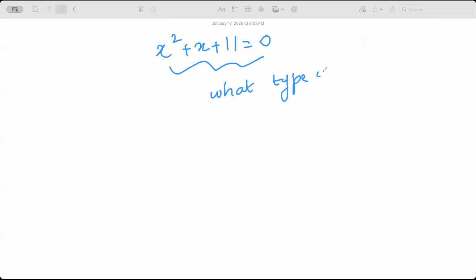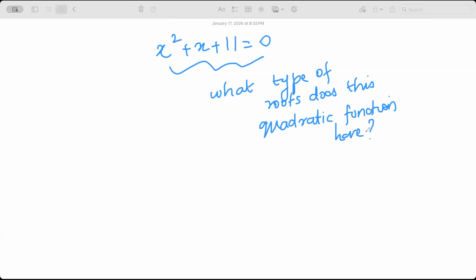How about this? Suppose I give you x square plus x plus 11 equal to 0. I give you this and ask you, hey, what type of roots does this quadratic function have? How do you do that? Use the discriminant. Again, we are revising. We already spent time on this and did one rigorous assignment as well. But if I don't go over this, I feel guilty to give this as homework.